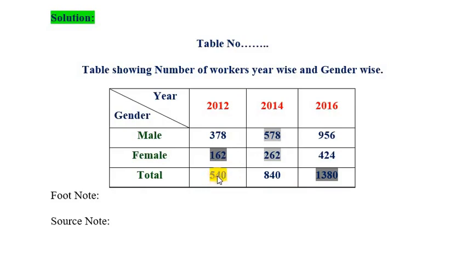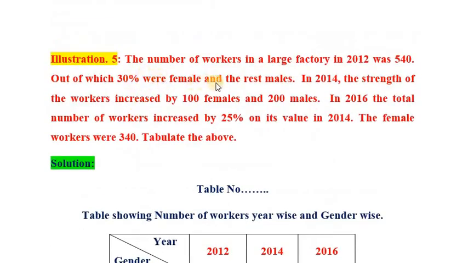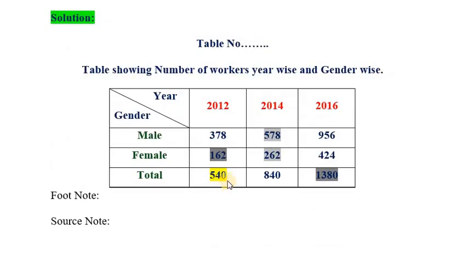This cell represents the total number of workers irrespective of male and female. Irrespective of the gender, the total column or this cell has the total entered, that is 540. 540 workers are there in the year 2012, out of which 30% were female and the rest were male. So, out of this 540, 30% comes to 162 are female and the rest of them are male. So, 540 minus 162 is 378.